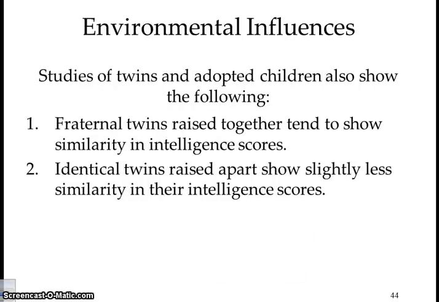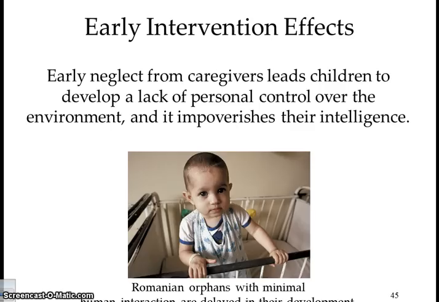So environmental influences: fraternal twins, that's the brother-sister ones, raised together, tend to show similarities in intelligence scores. So whether you like your brother or sister or not, you're probably about the same. And identical twins raised apart show slightly less similarity in their intelligence scores. So our identical twins seem to be about the same no matter what the environment is.